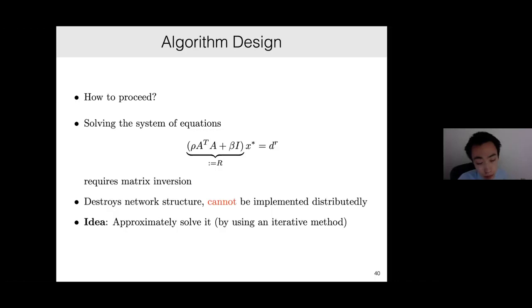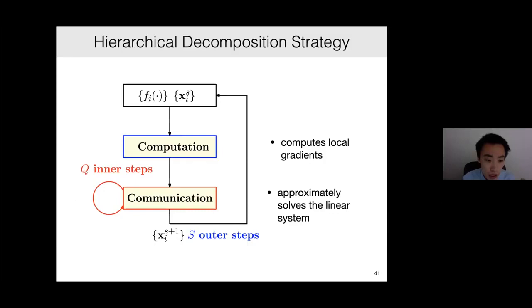So what do we do? What should we do? The idea is to approximately solve this using some iterative algorithm instead of directly computing an inversion of it. So the algorithm design is like this: we first do some local gradient computation, and next we approximately solve the linear system using Q inner steps.